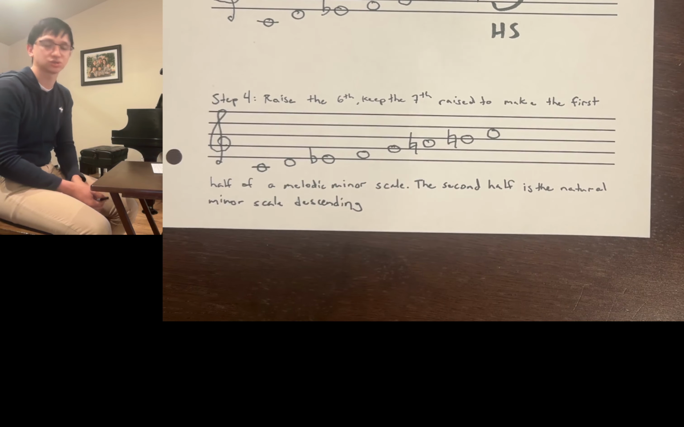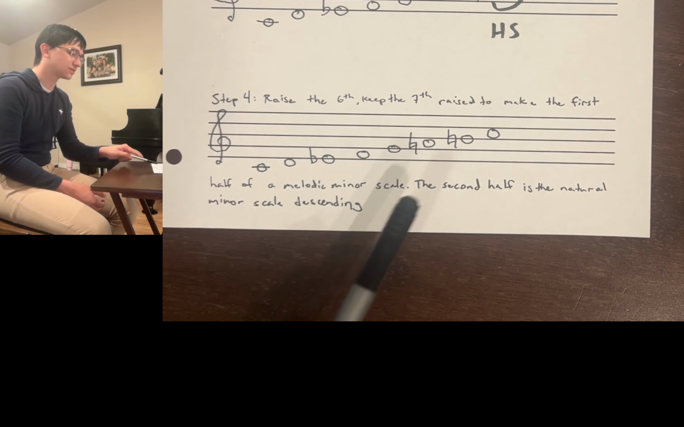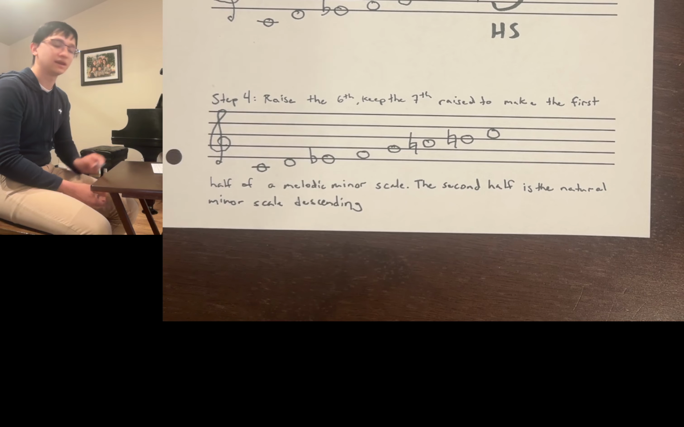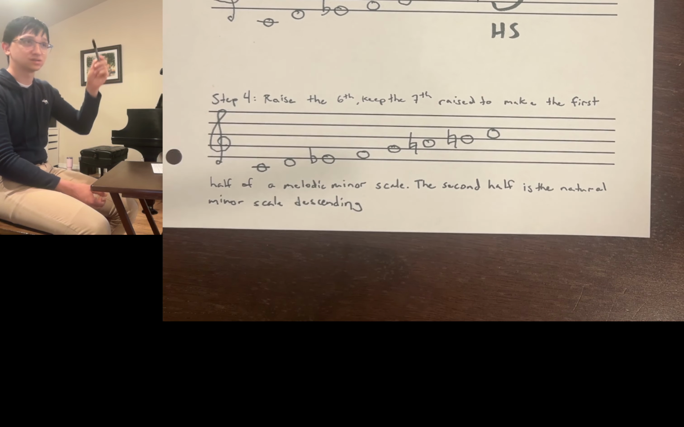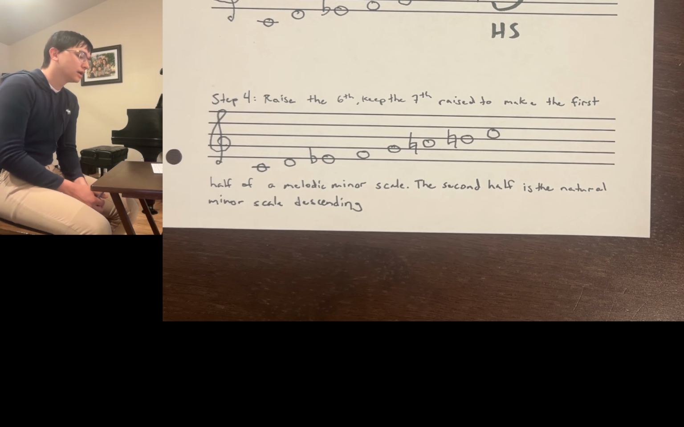Again, you could have those naturals, you could also not have them. But with the melodic minor scale, the way that it works is that the second half is the natural minor scale descending. So whenever you come back down, it goes back to C, B flat, A flat, G, F, E flat, D, C. And again, the reason is the same.